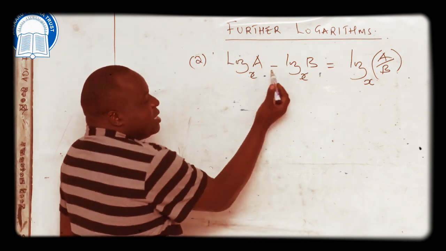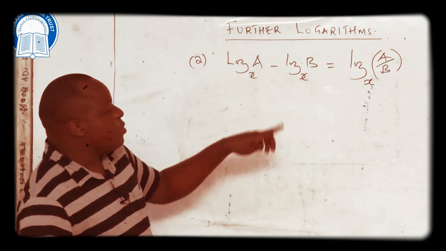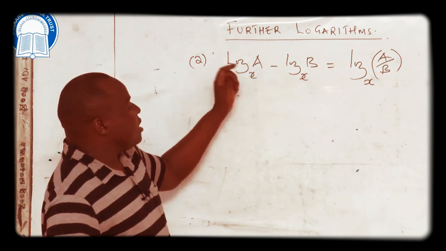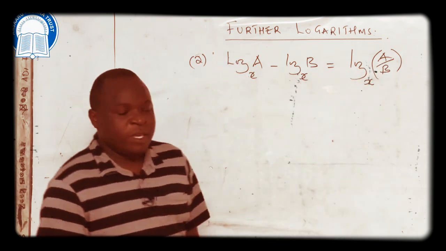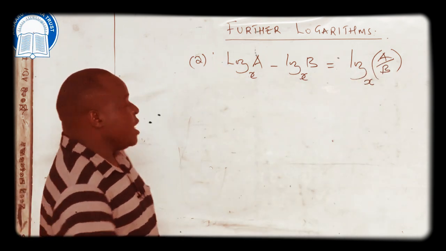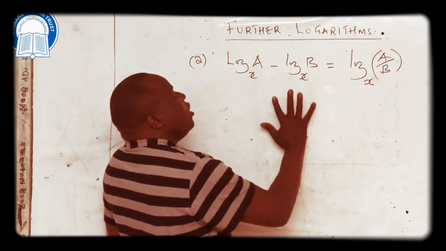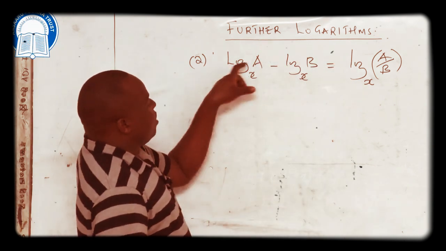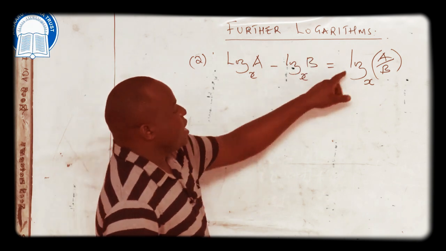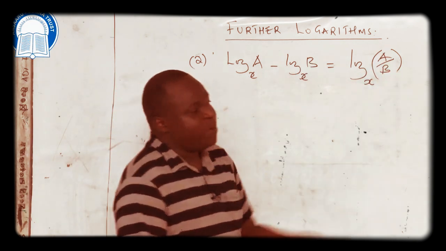Now, you might have noticed some difference. In the first law, it was addition. In the second law, it's subtraction. Now, when there was addition, we multiplied the respective numbers inside the logs. If it's subtraction, we divide. So that's why log A base x minus log B base x equals log of A divided by B.